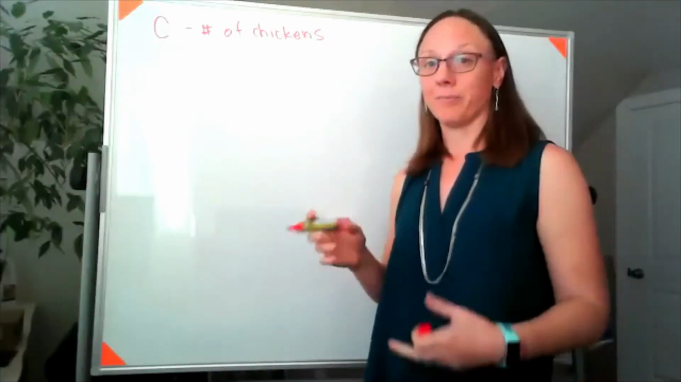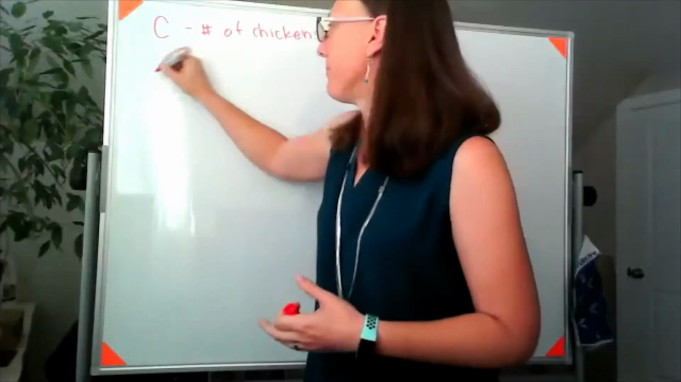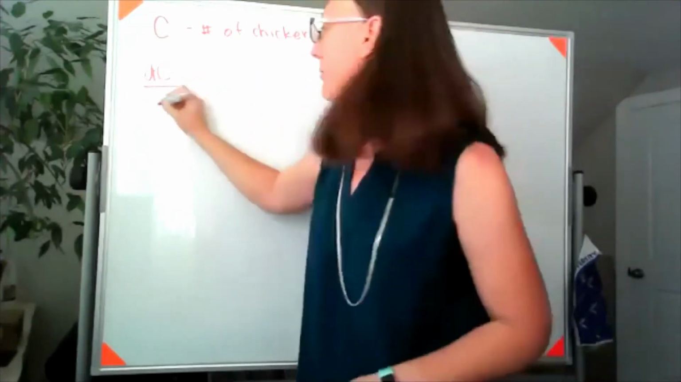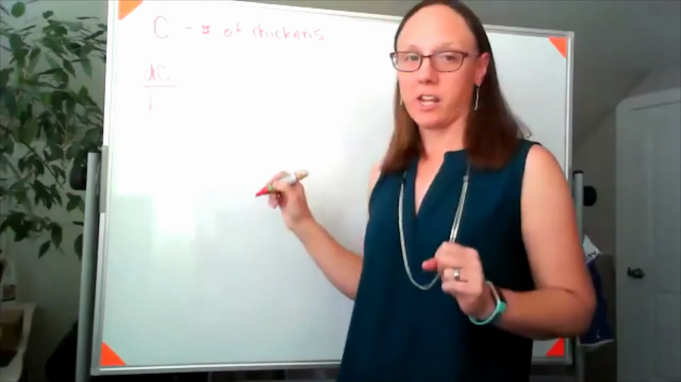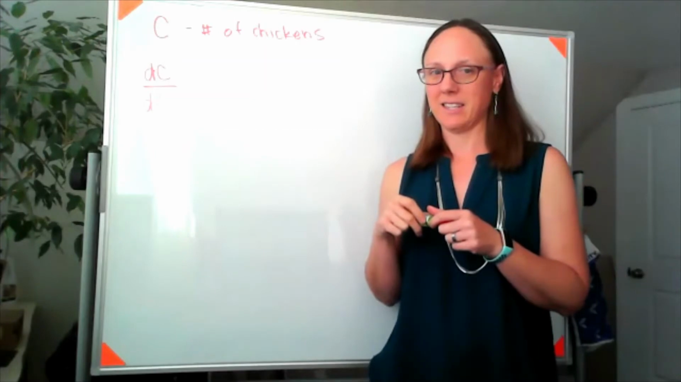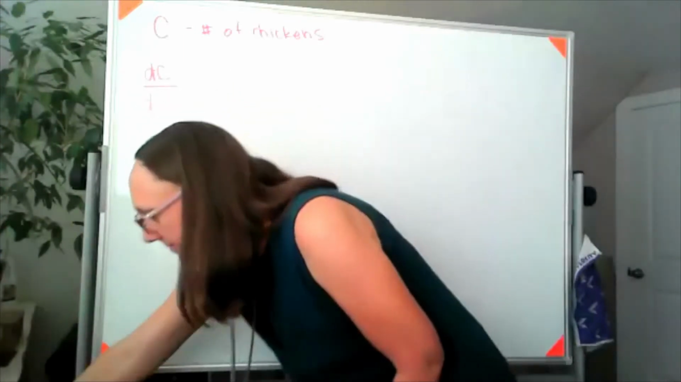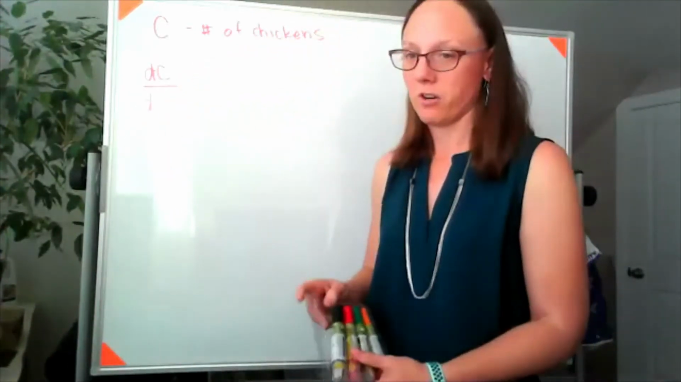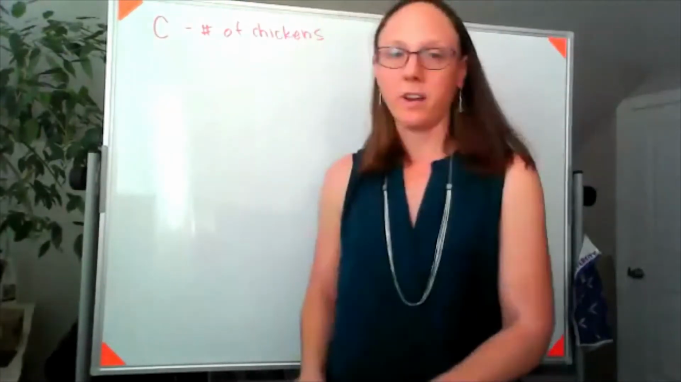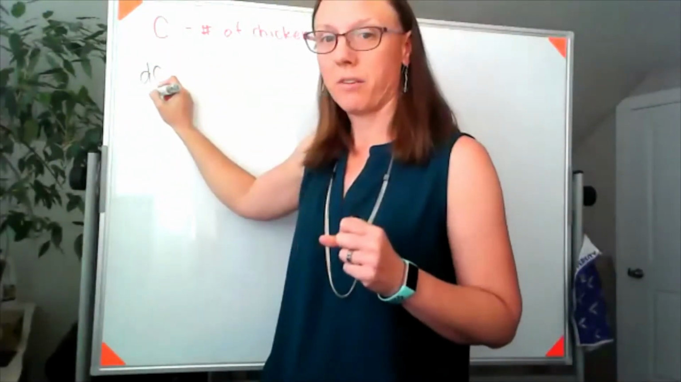So here's what I know. The rate of change for the number of chickens, that means we're taking a derivative, or rather someone else took a derivative. Our rate of change for the number of chickens, it's really hard to see that red, isn't it? New markers. Fourth time's a charm.